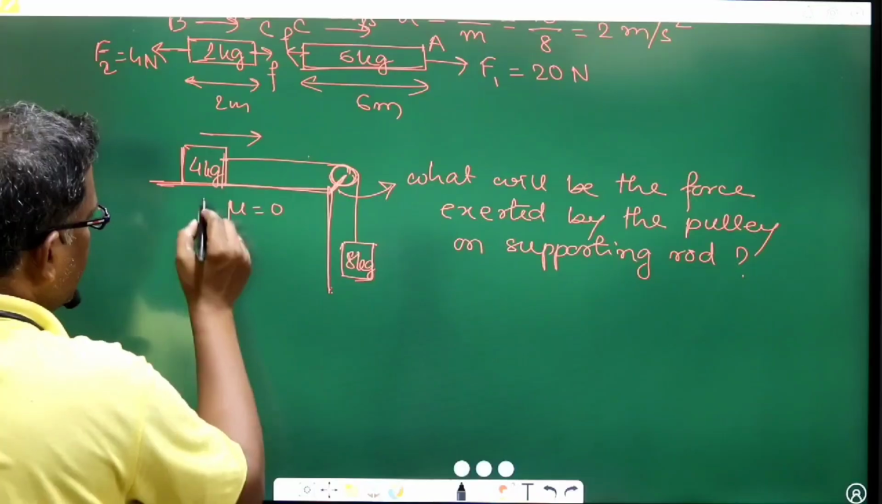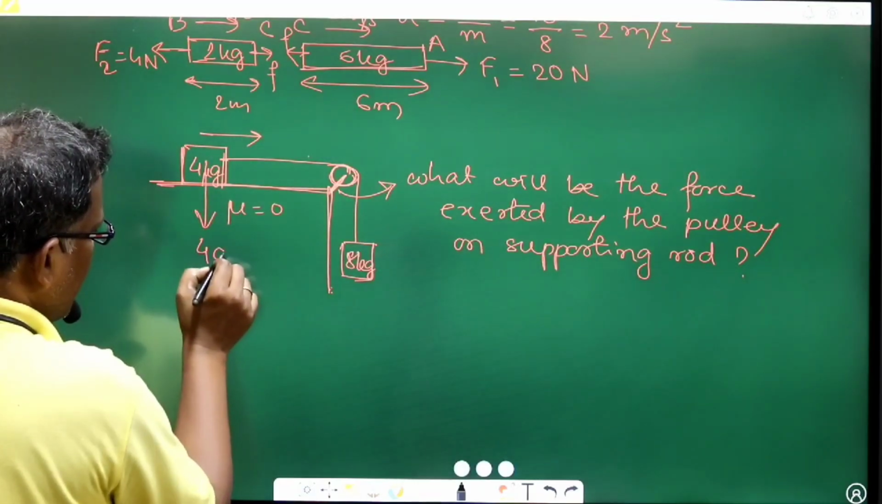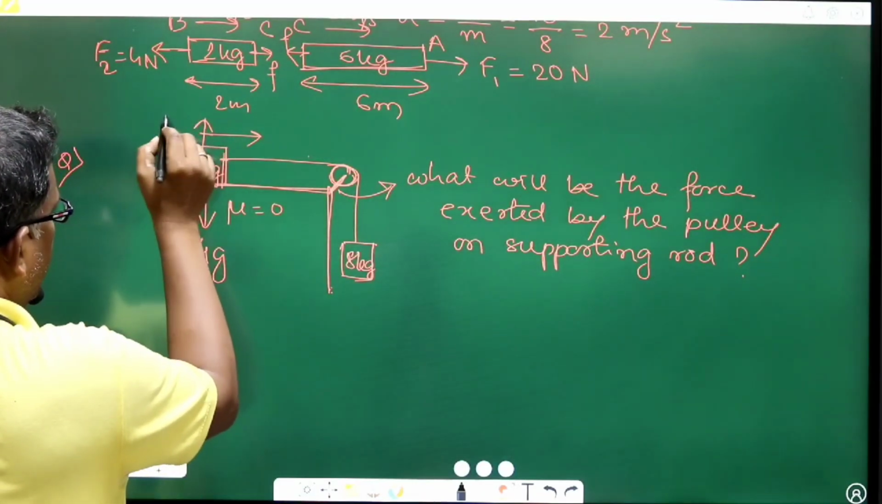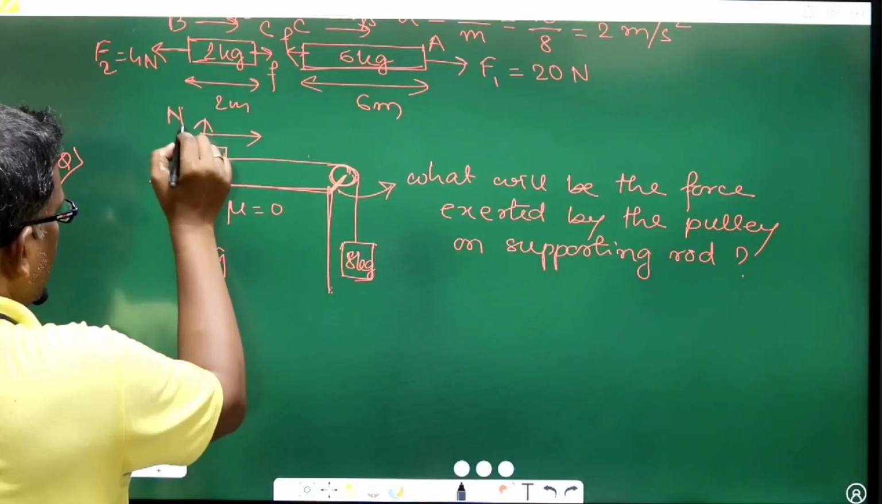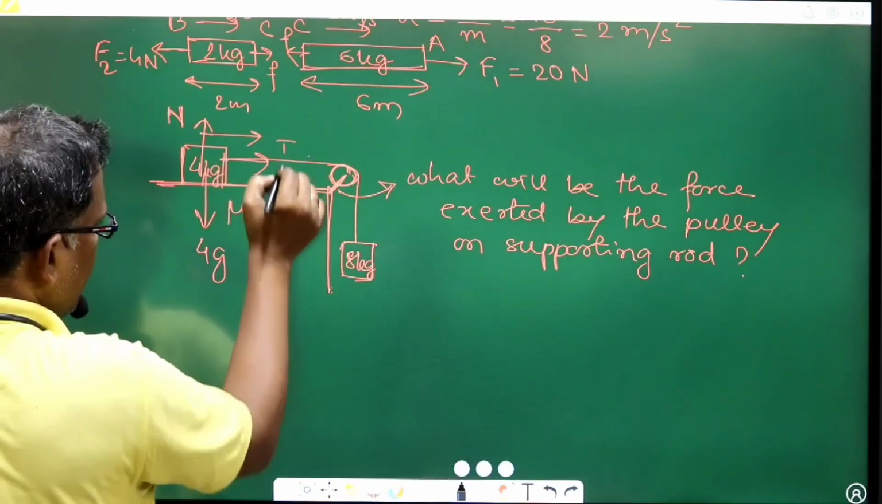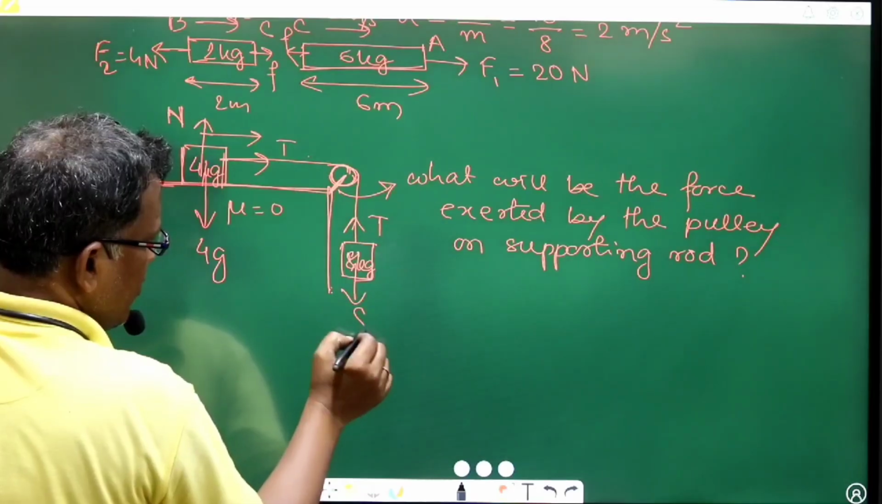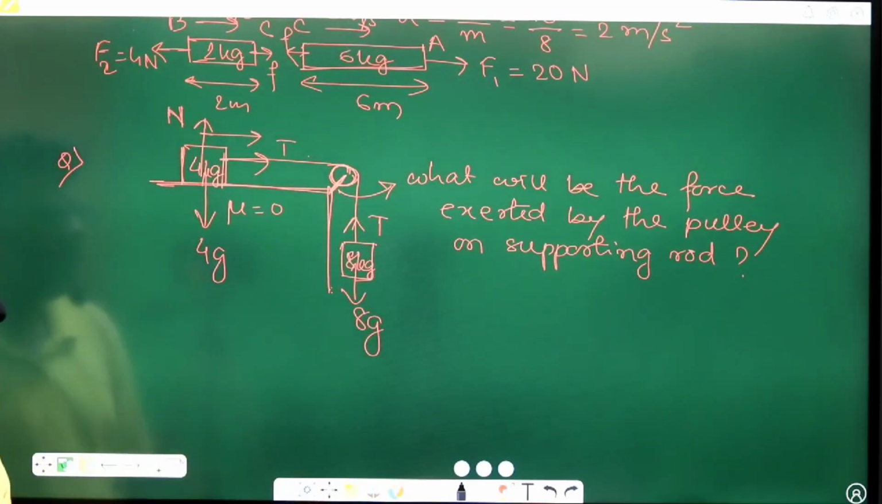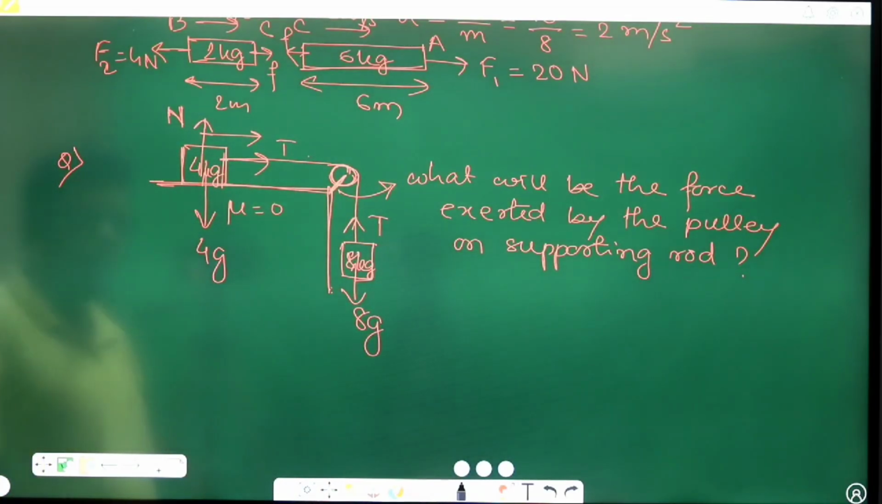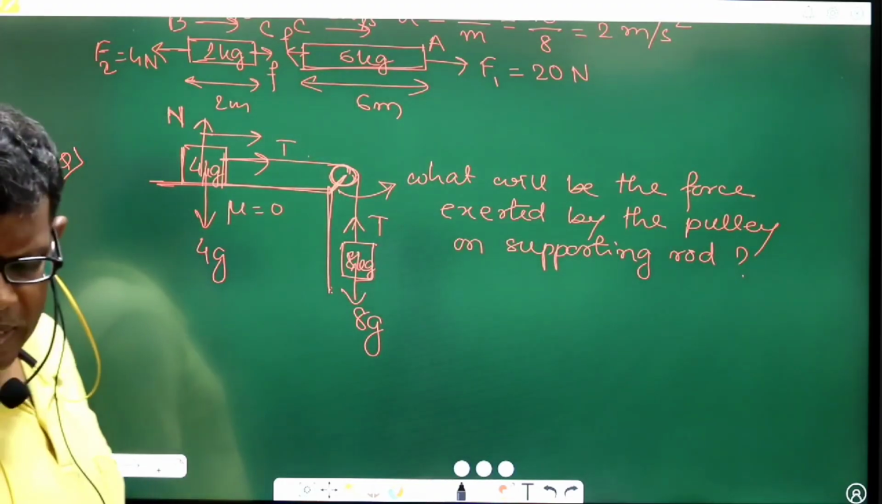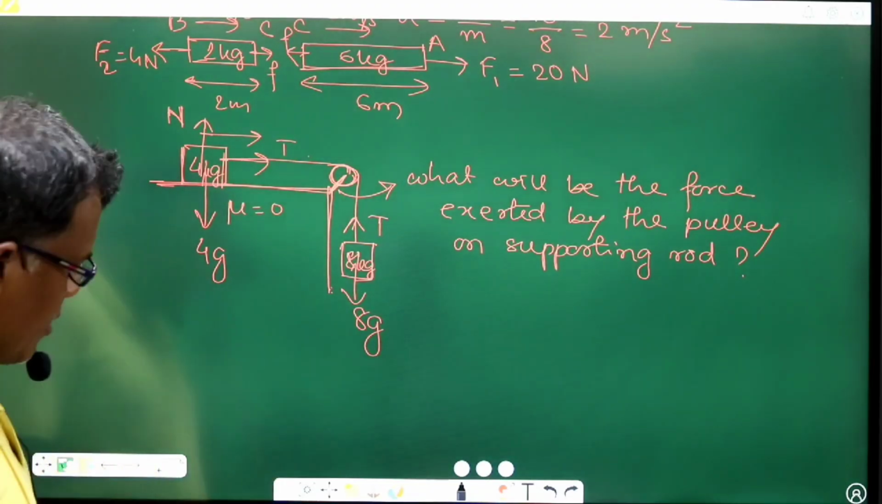For the 4 kg, normally the vertical forces are getting balanced, no doubt about it. But there must be some unbalanced force as a tension T, right? So that T will act here, and the 8 kg will have its weight acting 8g downward. Being a smooth surface for the 4 kg, the rightward tension force, whatever it is, can pull the 4 kg mass in the rightward direction.